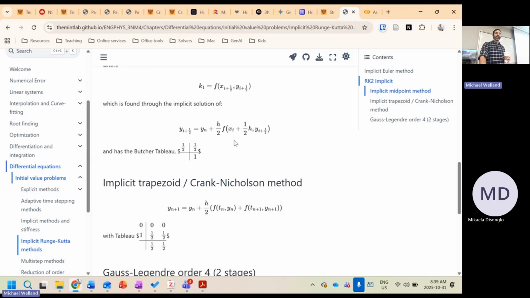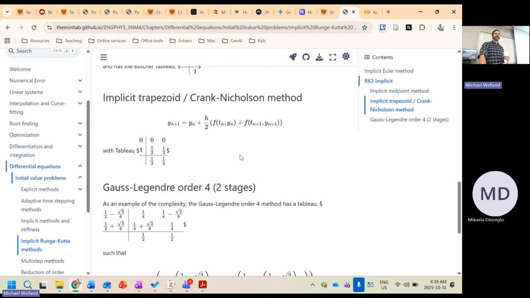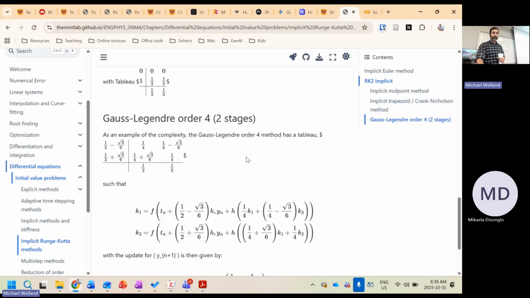There are the implicit midpoint methods. You can look through the derivation if you like. These are the Butcher tableaus. Implicit trapezoid. This is the Crank-Nicolson method. If you guys have come across Crank-Nicolson, we're going to come back to it when we talk about partial differential equations. It's kind of one of those quintessential ones. This is actually a mixed method because you end up taking a blend of your past time step and your future time step and solve for it together. We'll come back to this one.